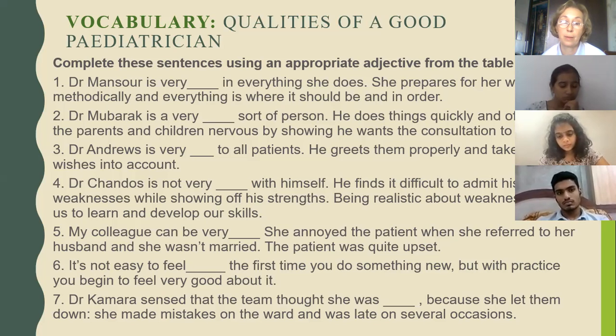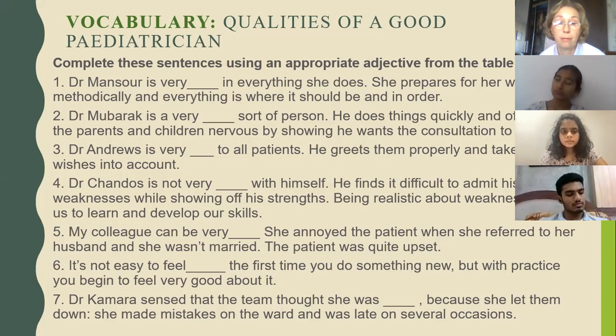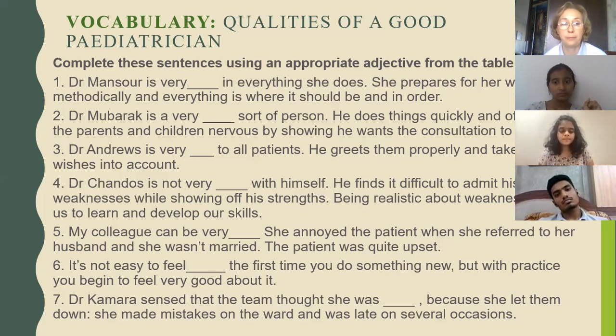Maybe efficient, ma'am. Not very efficient with himself. So he doesn't want to speak about his weaknesses. So he has some weaknesses, but doesn't want to show them. He's not realistic about his weaknesses. So any ideas about another adjective to use here? He's not very honest. Not very honest with himself. Yes, maybe he's honest with other people, but not with himself.